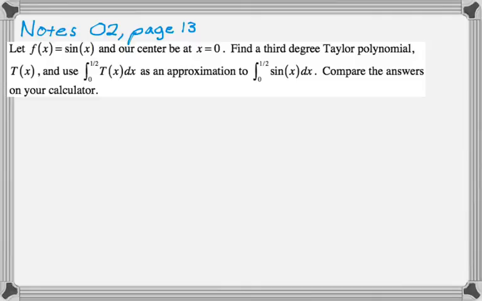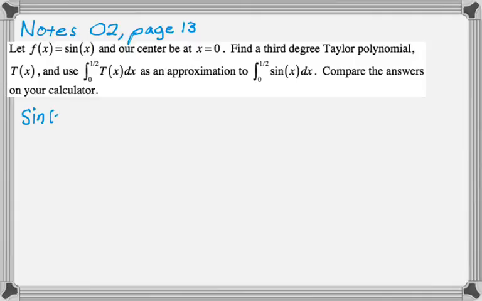We want the third degree Taylor polynomial. It says to find it, but we're just going to write it down because we already know it. We're going to integrate that from 0 to 1/2 and use that as an approximation of the integral from 0 to 1/2 of sine of x, and then compare the answers. So probably got to start off with writing the polynomial.